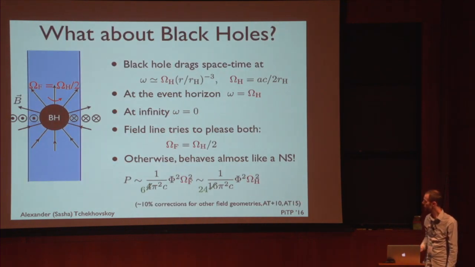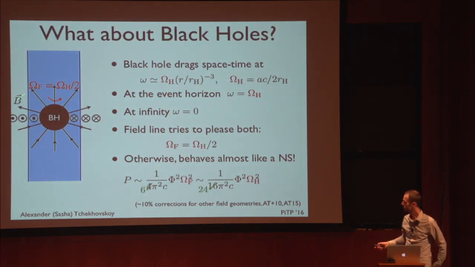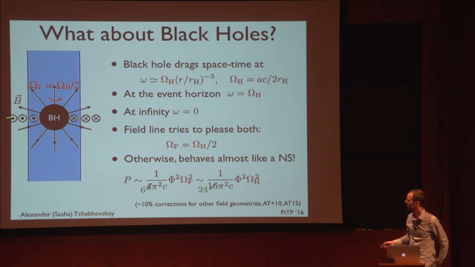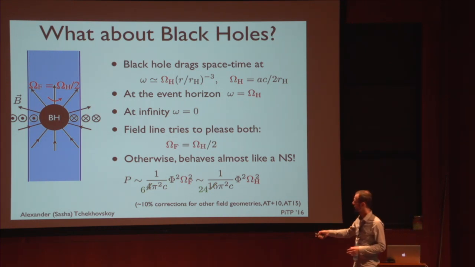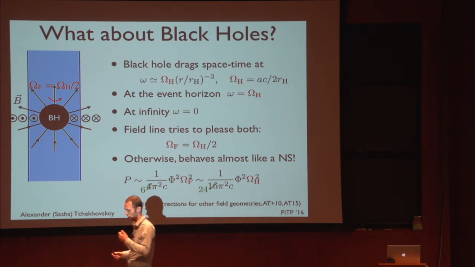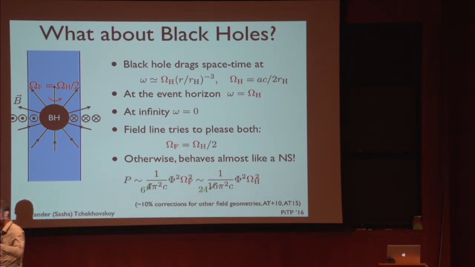So when we switch to the black hole case, this is the same picture as I showed you for the neutron star, except I replaced the neutron star with a black hole. Here you see you have to have currents outside, and so you would have to supply these currents via some means. So keep that in mind. Another important difference is that the black hole doesn't have a surface. So if we have a field line that's sticking out from the black hole, it won't have a surface to be attached to.